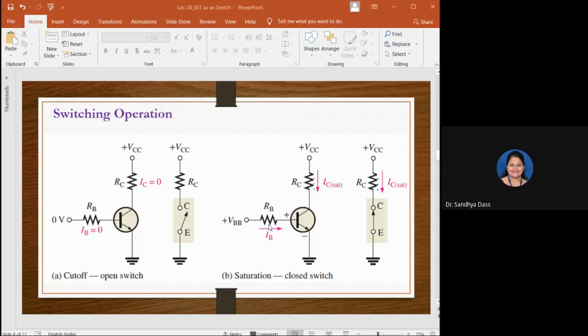If the BJT has both junctions forward biased, the collector-base junction and the base-emitter junction, then for a particular value of base current there will be a saturated collector current. For every different value of base current, there will be a saturated collector current. So that is when you are using the BJT as a closed switch. I hope you are able to recall that.